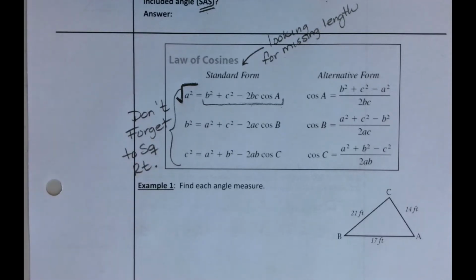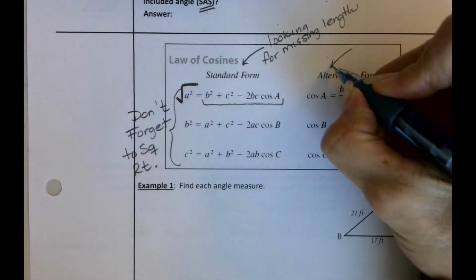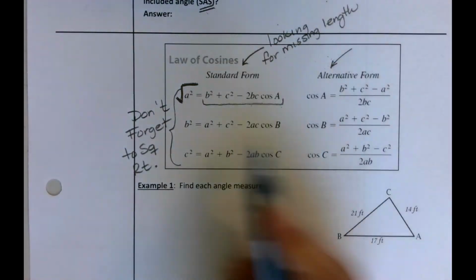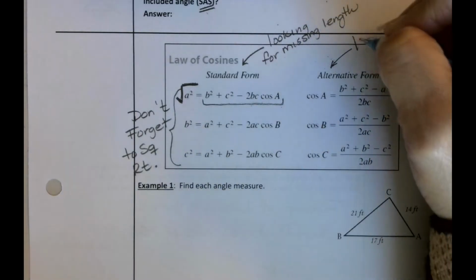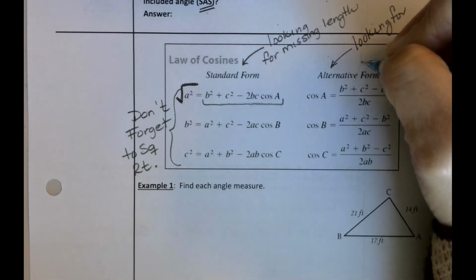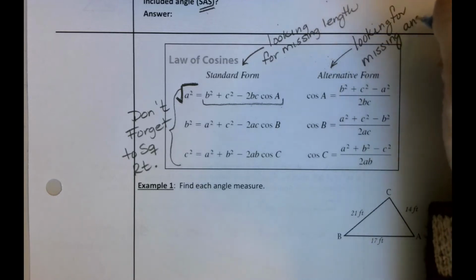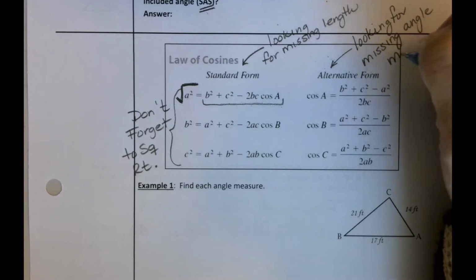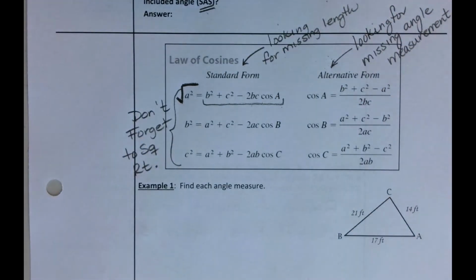All right. Now the alternative form, once you rearrange this equation into this format, is what you use when you are looking for the missing angle. Okay? So if you are looking for a specific missing angle measurement, you are going to resort to using the alternative form.